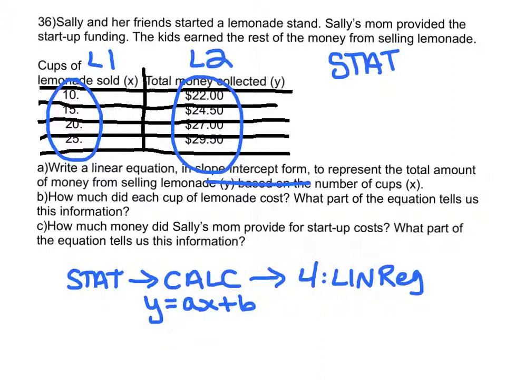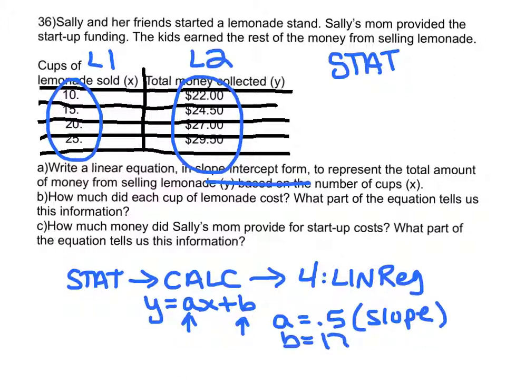And what's awesome about this is that it's going to tell you what your slope is, or what your a is. So your a is going to be 0.5. That's going to be your slope. And then it gives you the b, which is your y-intercept, and that's going to be 17.